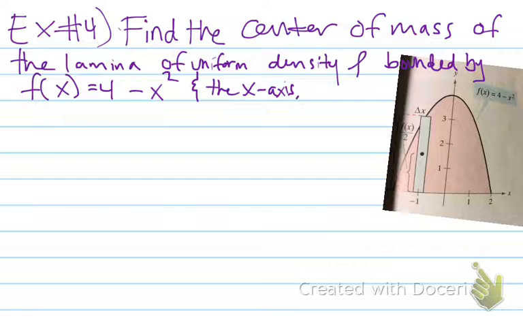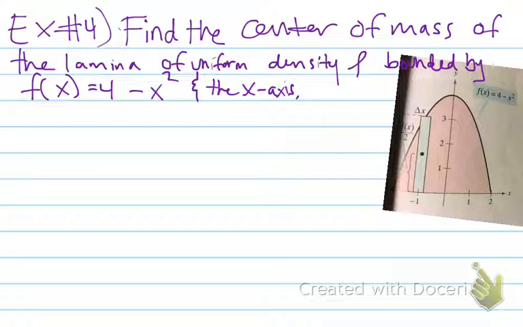All right, so here's example number 4. It says find the center of mass of the lamina of uniform density. So here's this lamina they're talking about. It's this pink shaded region. It has very little thickness, which is why we're talking about area and not volume. It has uniform density rho, so it's all the same density all over, and it's bounded by the graph of 4 minus x squared, which is the graph of that parabola, and the x-axis. So what we need to figure out is the x value and the y value that we're looking at. That is the center of mass.